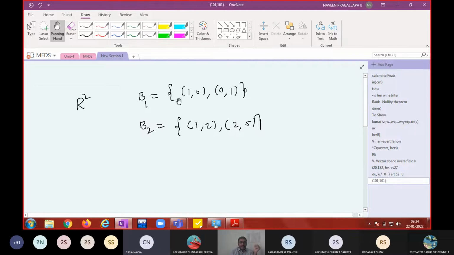Now what is the dot product of these two? 0. These two are orthogonal. Therefore, this is an orthogonal set.